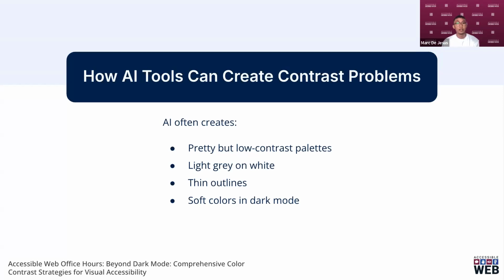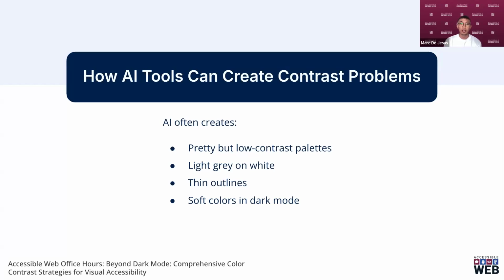So the key takeaway here is AI isn't contrast aware unless we tell it to be. It won't automatically aim for WCAG contrast ratios unless you explicitly guide it or manually check the output. So always verify AI generated colors using a contrast checker. We have our own color contrast checker tool, so we recommend using that to confirm that your colors meet WCAG requirements.